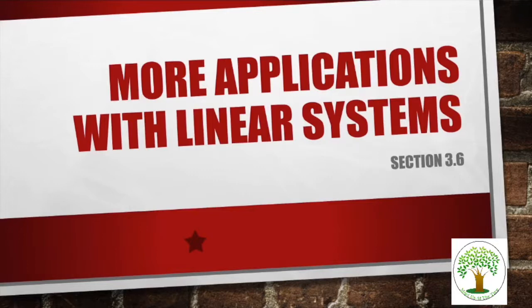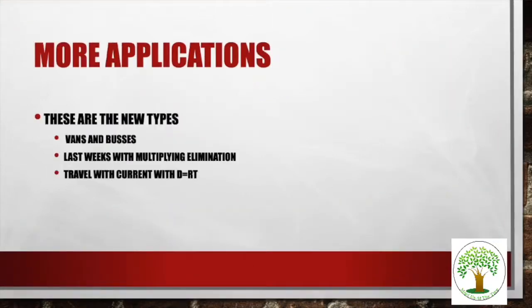Today, we're going to be doing some more applications with linear systems. We're at section 3.6. This is our last section in Unit 3. Let's get started. We're going to have some more applications, and these are the new types we're going to do. We're going to do vans and buses. We're going to extend the last week's by multiplying while we eliminate. So they'll be a little more complicated in the math part, not necessarily setting up the equations.